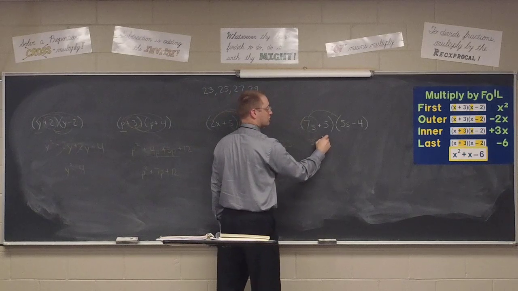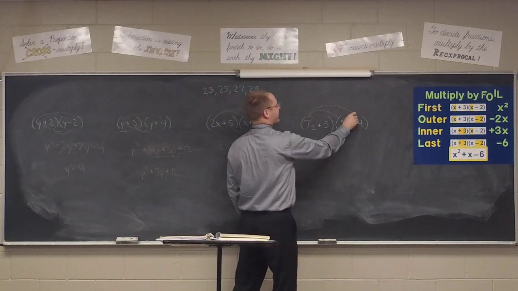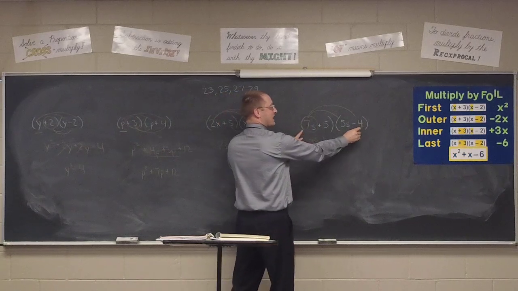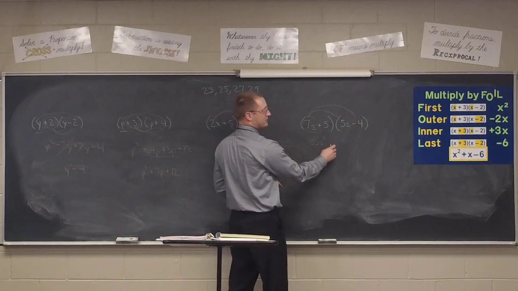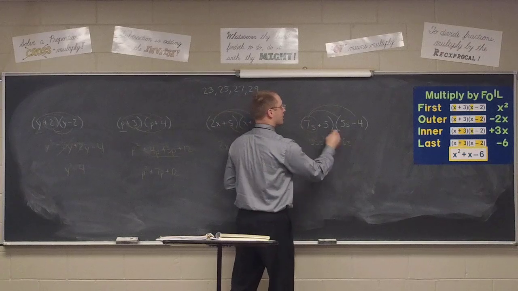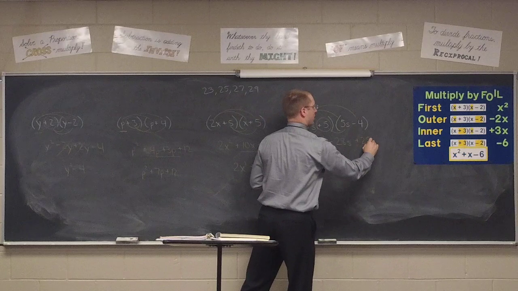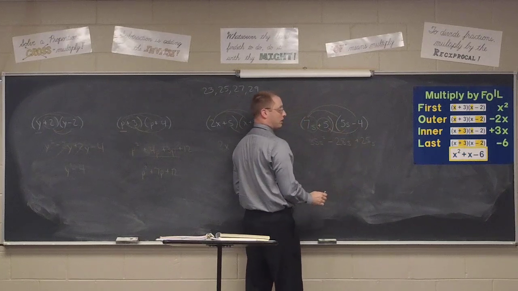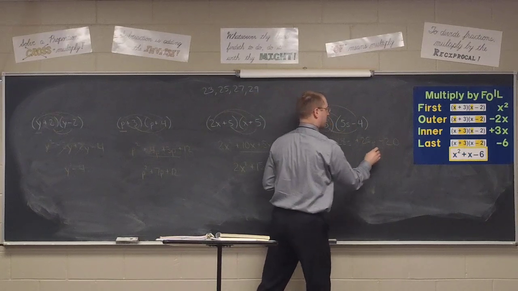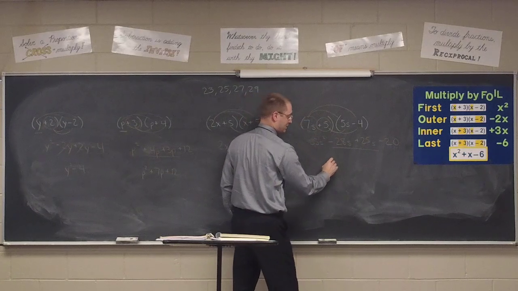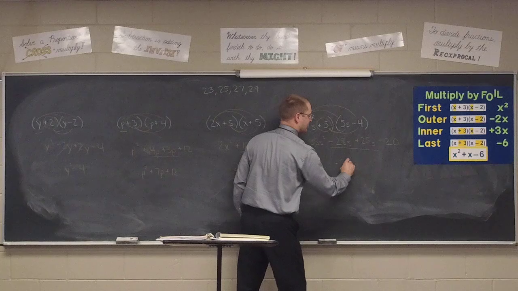35s squared. All right, and then s times s is s squared. All right, then the 7s times the negative 4, sign number letter, negative 28s. Then we're going to distribute the 5 to the s, positive 25s, and the 5 to the negative 4, negative 20. Combine the negative 28s and the positive 25s. Negative 3s there in the middle.